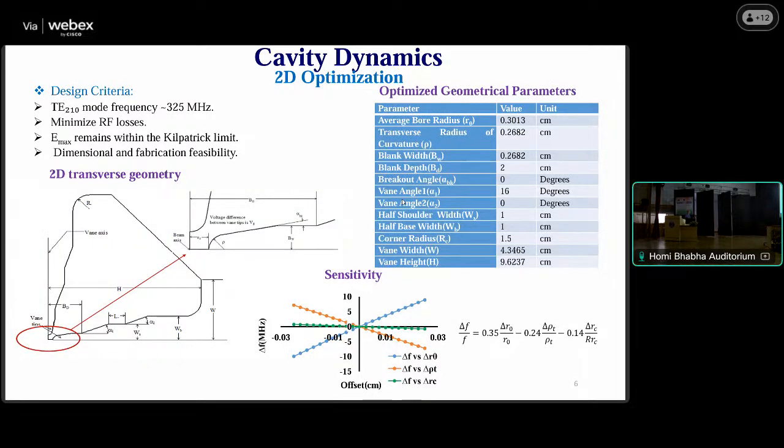We then did systematic 2D optimization studies to optimize the transverse geometry. Our aim is to get the TE210 frequency at 325 megahertz, while minimizing the RF losses and keeping Emax within the Kilpatrick limit, and at the same time considering dimensional and fabrication feasibility. These are the results which I can show you during the poster session.